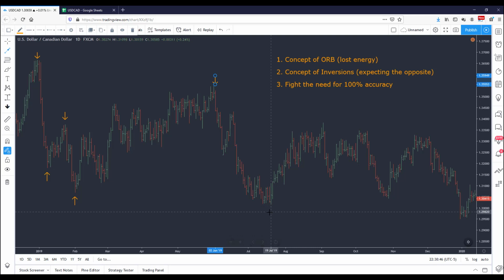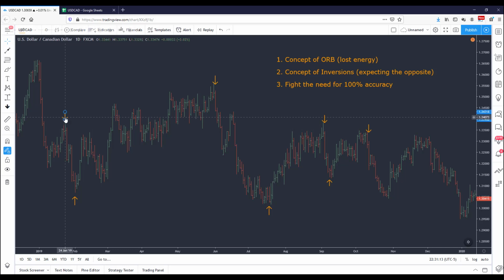So here you may catch the day before, here you may catch the day after, here you may catch the day before, and here you may catch the day after. And that's totally fine. The signal is equally accurate. And then you have to use your chart reading skills and your trading skills to translate that signal into a trade. Okay, the second thing that you need to understand is the concept of inversions.